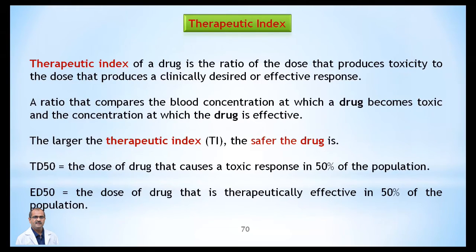A ratio that compares the blood concentration at which a drug becomes toxic, or the LD50, to the drug concentration at which the drug is effective, is known as the therapeutic index. The larger the therapeutic index, the safer the drug is. The larger the lethal dose 50, the more dangerous the drug is. LD50 and therapeutic index are inversely proportional.